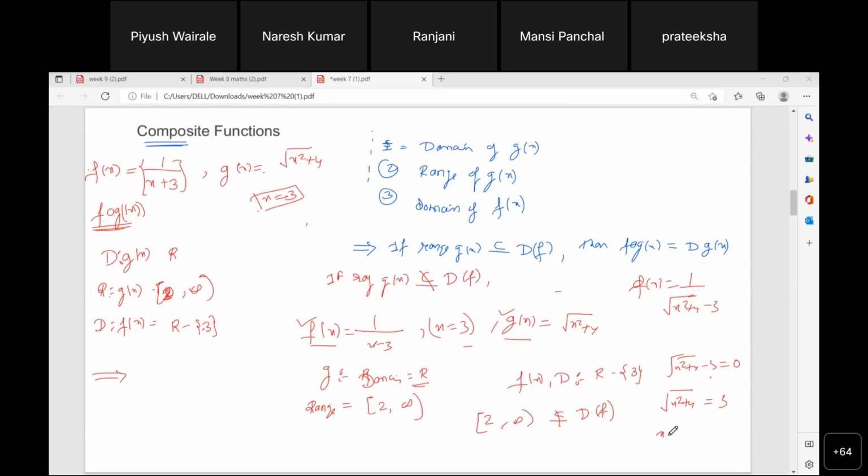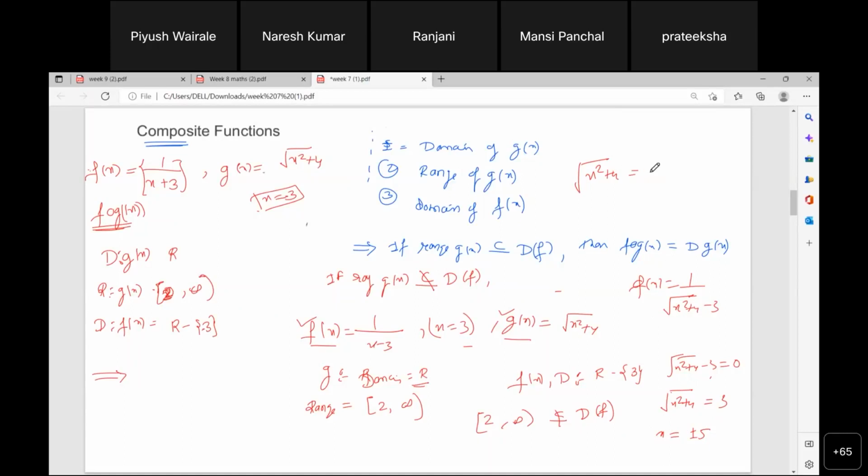You get x equal to plus or minus root 5, because x square plus 4 is equal to 9. For this also it is not defined, this particular graph, right? So we have to remove this also. Yes, so x is equal to plus or minus square root of 5.